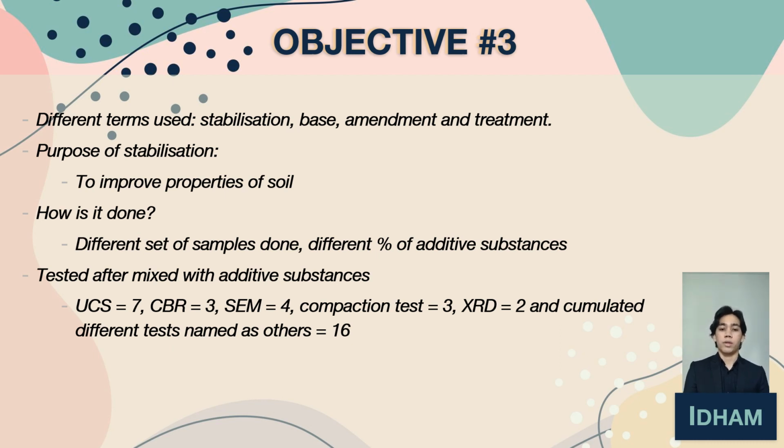So we have counted 7 UCS tests from all those 11 articles, 3 CBR tests done, 4 SEM tests done, 3 compaction tests done, and 2 XRD tests done. And there are other cumulative different tests named as others, 16. Those 16 are 16 different tests, but they are accumulated into one and named as others.